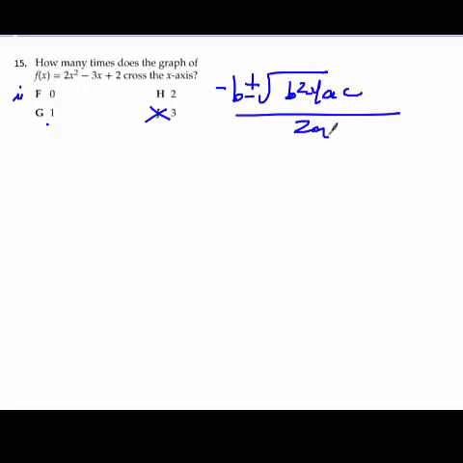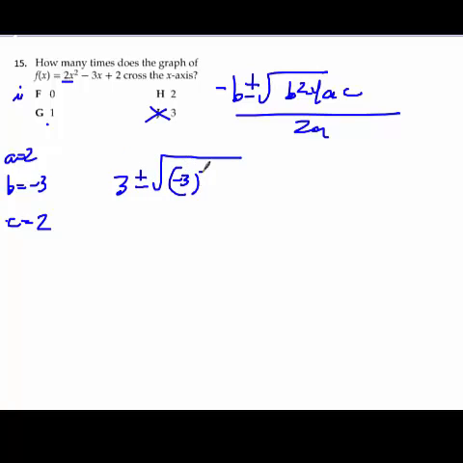Okay, negative b. So we know a is 2, b is -3, and c is 2. So I get negative b, so I get 3 plus or minus the square root of -3 squared minus 4 times a, which is 2, times c, which is 2, all over 2 times 2.